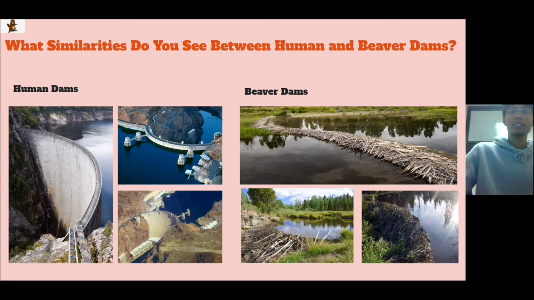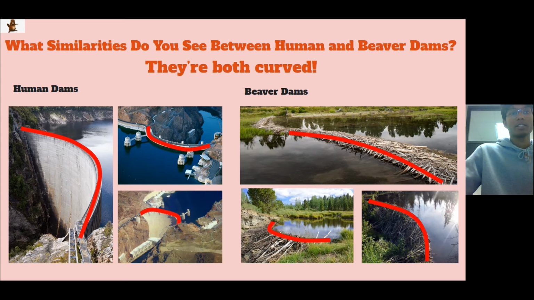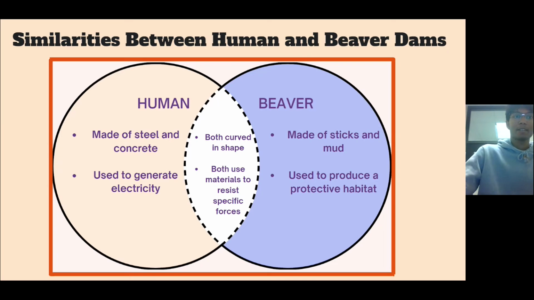So in this photo here are human dams and beaver dams. What similarities can you see between the two? That's right, they're both curved. So some more similarities between human and beaver dams are that human dams are made out of steel and concrete and are generally used to generate electricity. Beaver dams, on the other hand, are made of sticks and mud and are used to produce a protective habitat. Both are curved in shape and both use materials to resist specific forces. We'll go over those in more detail later.